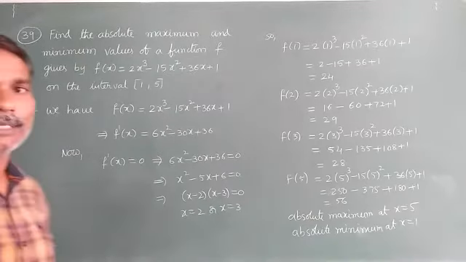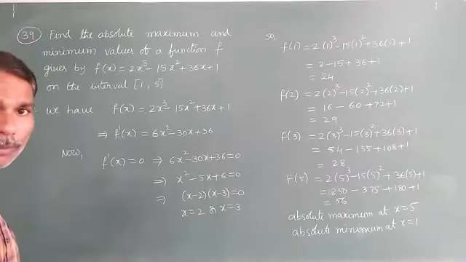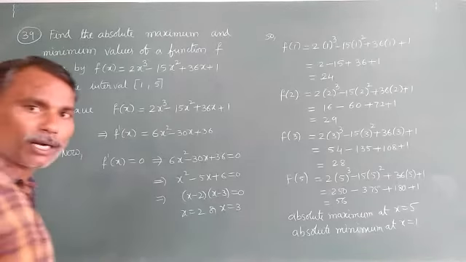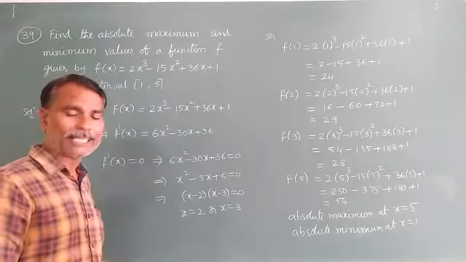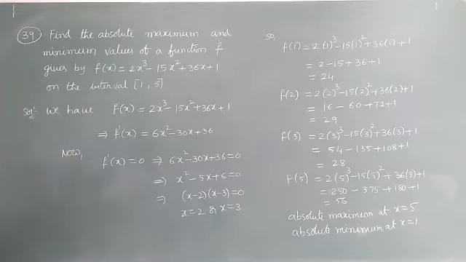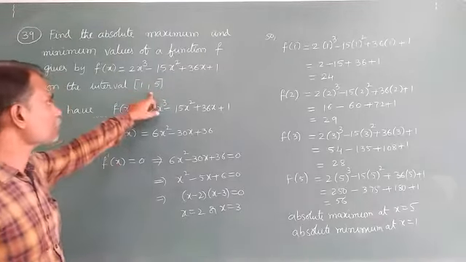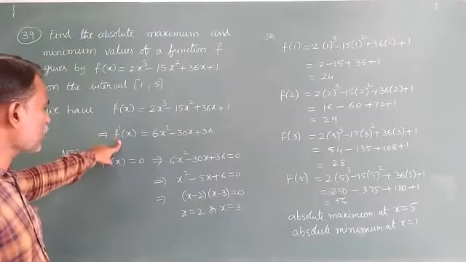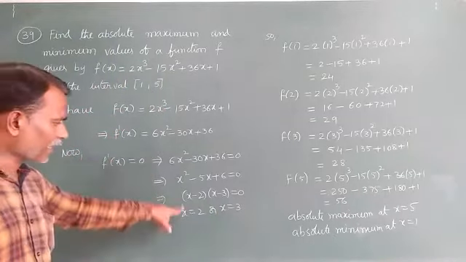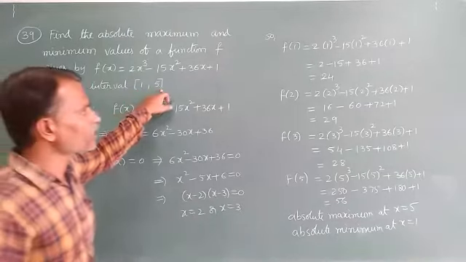Next example, students. Up to now we have not touched this model, which asks for absolute maximum and absolute minimum. Up to now we calculated local maxima and local minima, and now we are going to find the absolute maximum and absolute minimum. Here he will mention the interval, that is, a closed interval. So take the same concept: f dash of x equal to 0 gives the critical point, and along with the critical point you have to take the endpoints of the closed interval also.